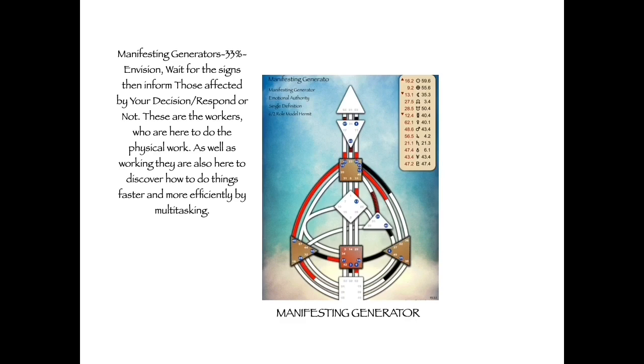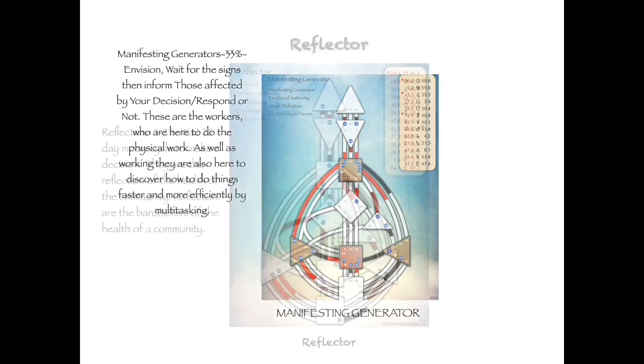The one thing about manifesting generators is to know that they have to wait to respond to things in the outside universe, and to realize that they are not manifestors and they are not here to initiate. But when they get the strategy down pat, they look for the signs, they wait for something to respond to, they inform those who they're going to be affected by it, and then they respond, life gets easier.